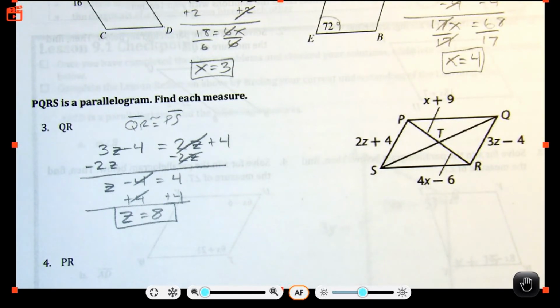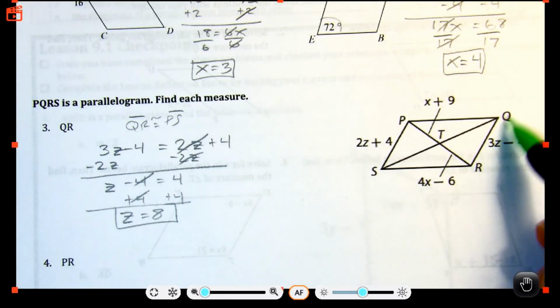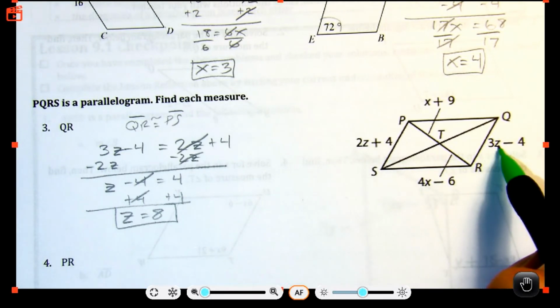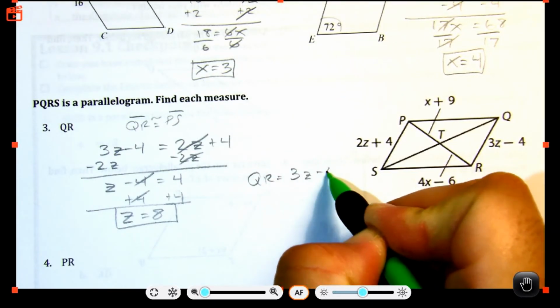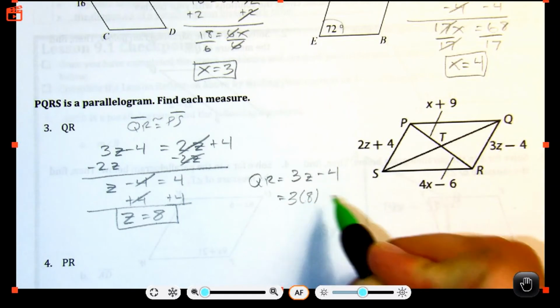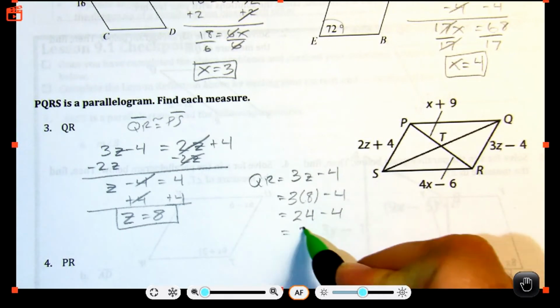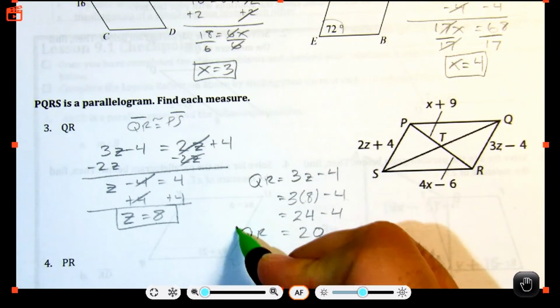So then, does that answer our question? Actually it doesn't. We know Z is 8, and we know we're going to use that, but the question is, what is QR? We want to find out what this length is. What we do is we're going to substitute this solution in for Z. So I'll do this right here. QR is equal to 3Z minus 4. And then if I plug in 8 for Z, I get 24 minus 4, which is 20. So QR is equal to 20.